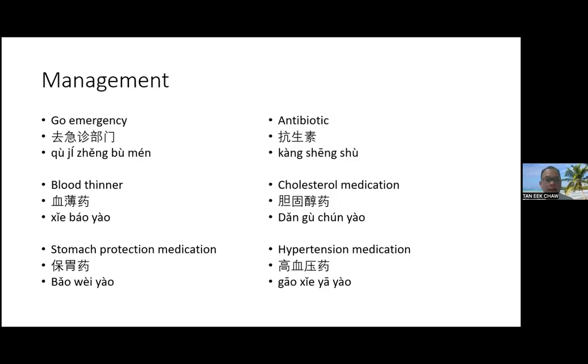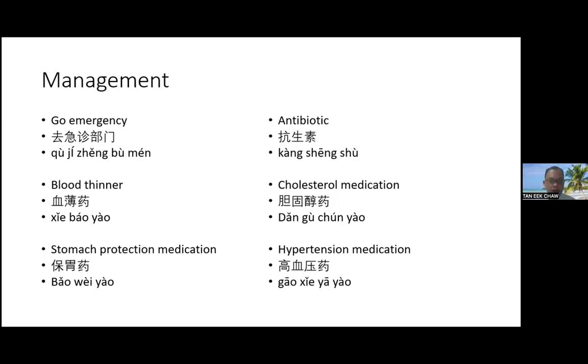药 actually is medicine. So stomach protection medicine is, for example, if patient present with more suggestive gastritis, then you want to give some gastric medicine, like for example omeprazole, famotidine. Then you say 保胃药. And if patient is presented with pneumonia, then you are giving antibiotic. In general, antibiotic called 抗生素.